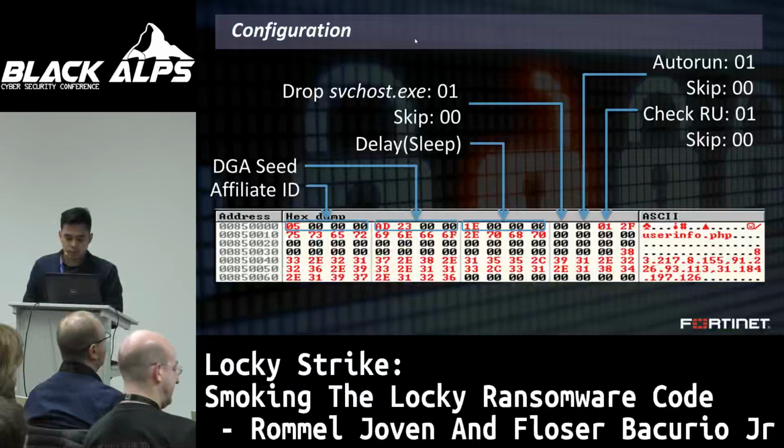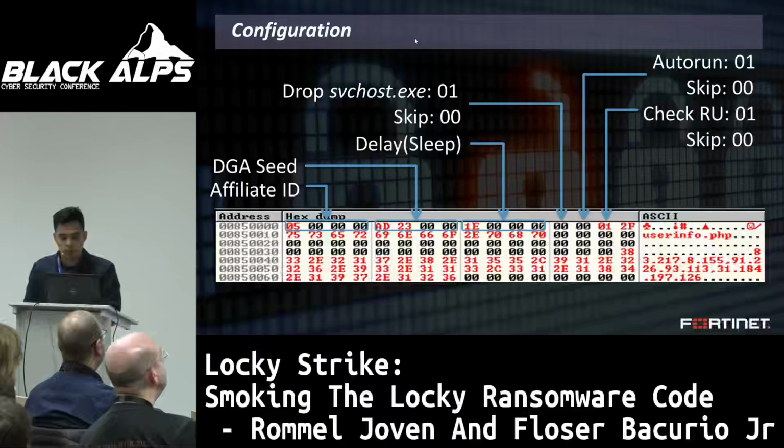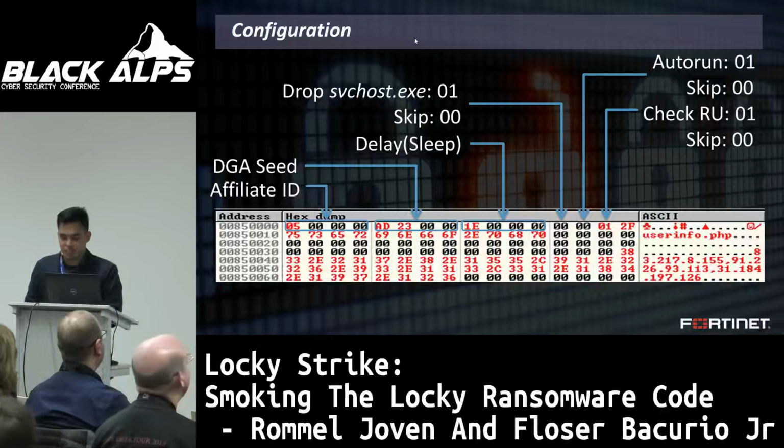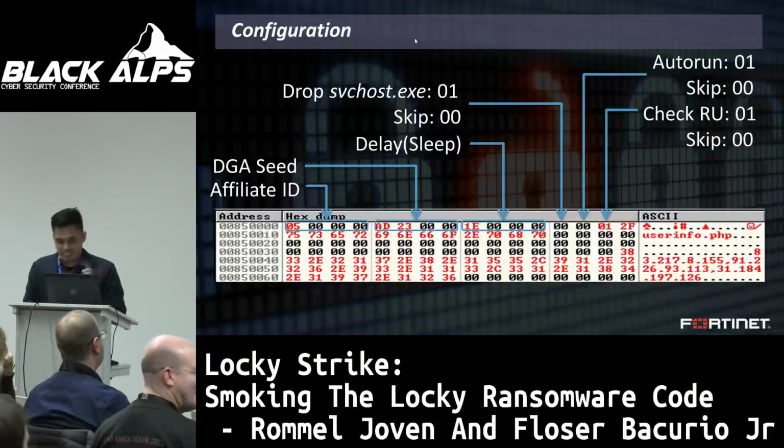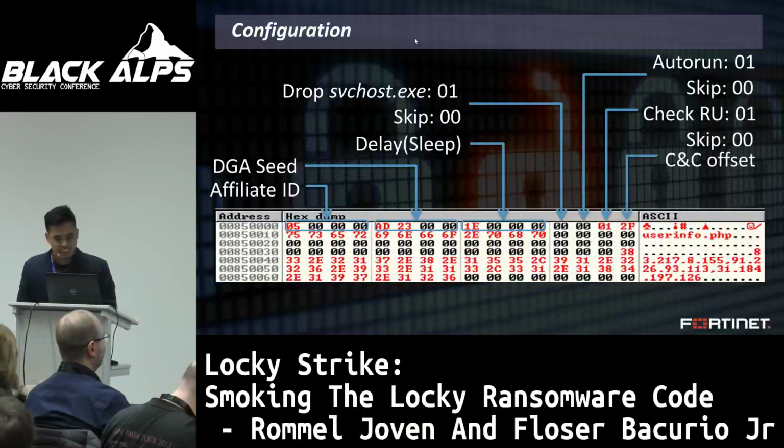So Locky checks the user and system default language of the computer. If it is found as Russian, then Locky will close and delete itself, meaning it won't infect computers with Russian as their default language. So if you set your language as Russian, then you won't be infected by Locky. Yeah, it's tested. Next is the CNC offset.